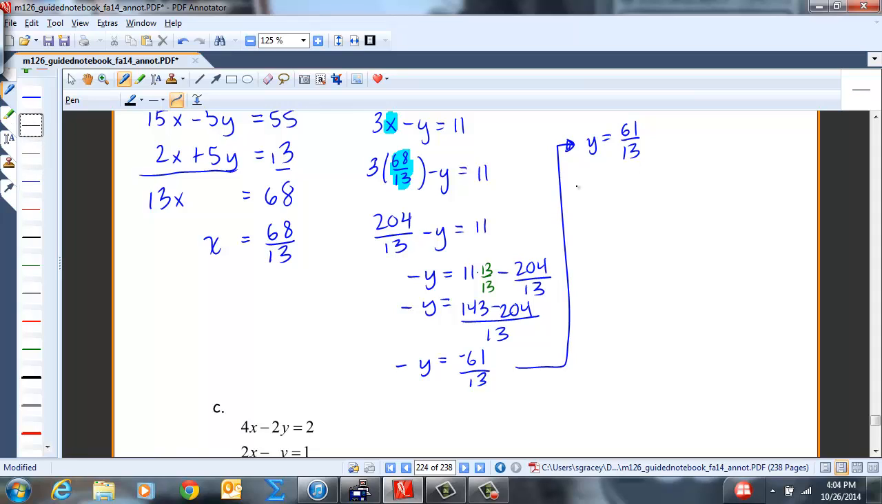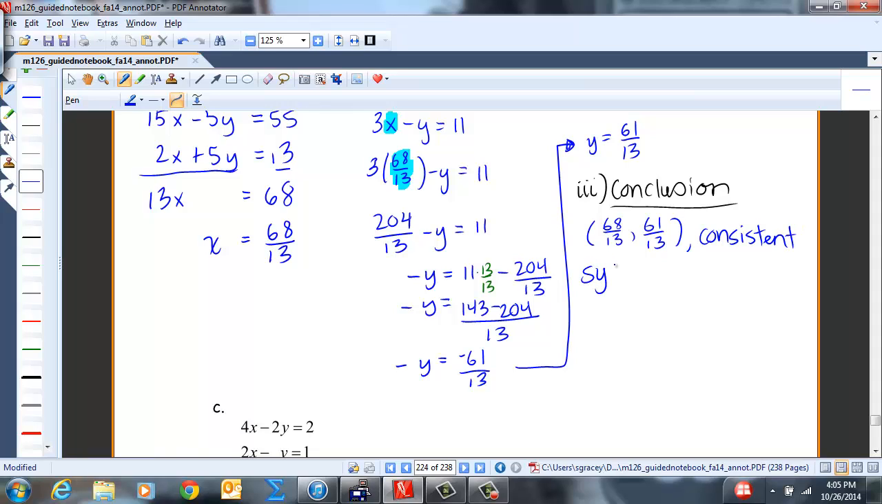So let's go to our conclusion. So we have the ordered pair 68/13 and 61/13. This is a consistent system with independent equations.